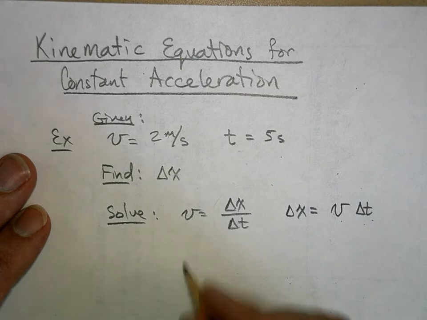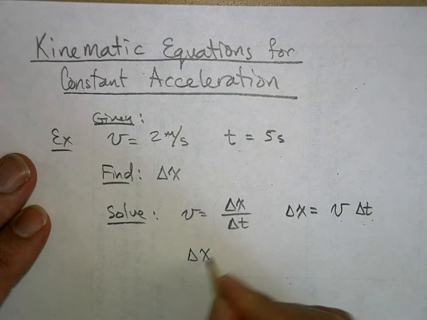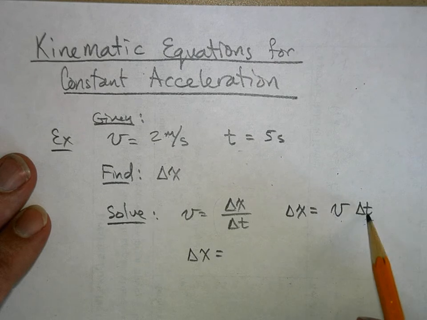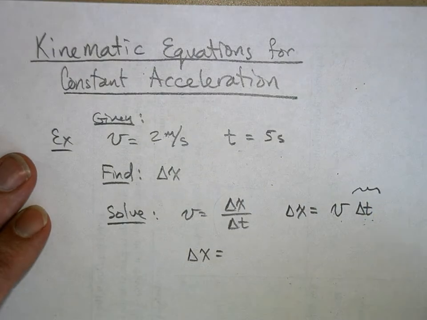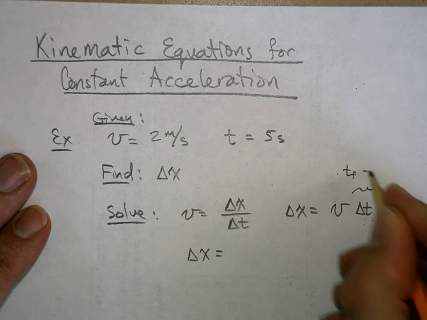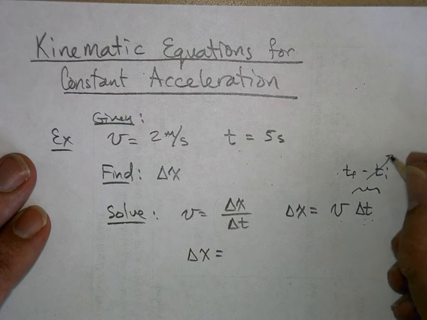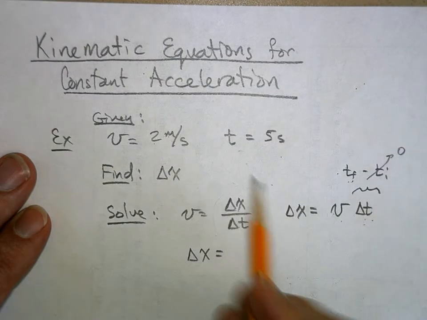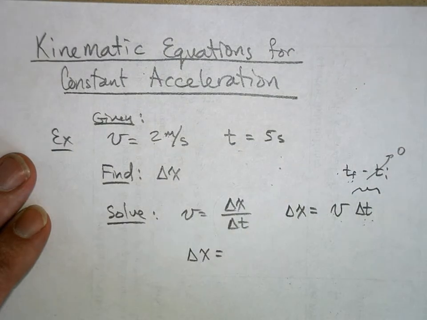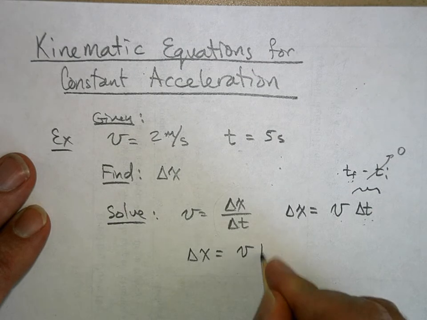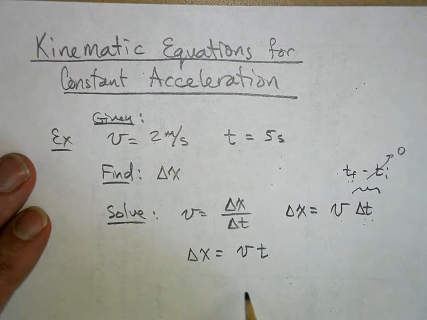Now, I'm going to change this a little bit. What is delta t? Delta t is also known as t final minus t initial, right? Does that make sense? Well, what is t initial here in this problem? 0. We're just going to say, okay, this is 0. So really, t final is just t. So I'm going to change this to v times t. When you see it expressed like this, you're just assuming that your initial time is equal to 0.